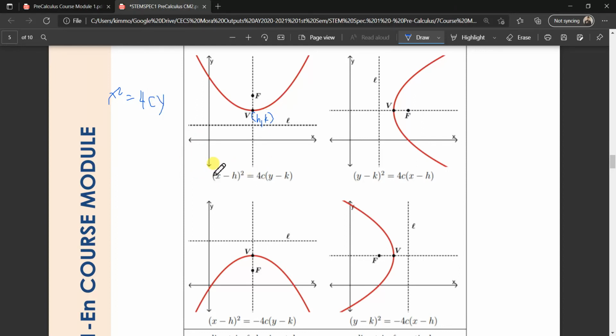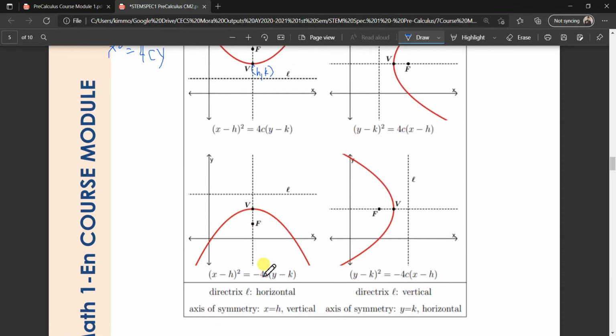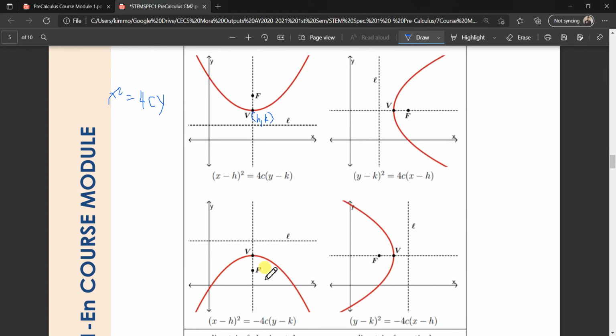They have a very similar equation. So how about for our parabola facing downward? They have the same equation, but the 4c is just negative. So that is for a parabola facing vertically, upward or downward.